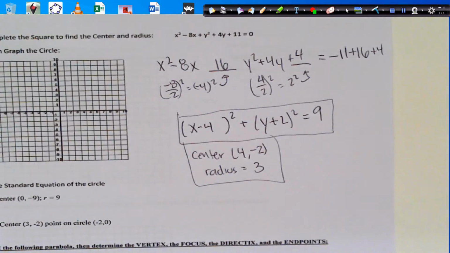Sorry, my paper was a little skewed, so I'm just going to leave it there for a second so you can pause if you need to write it down. But doing 2 complete the squares, make sure you add to both sides, and then factor.